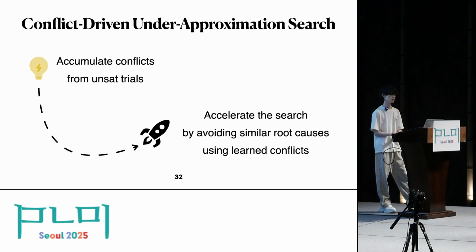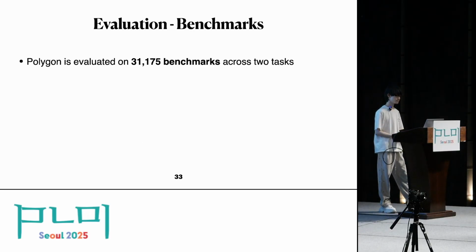And during the search, it is clearly too slow to enumerate each individual under-approximation one by one within the family. So in our technique, we use the so-called conflict-driven under-approximation search that learns the conflict from unsatisfiable under-approximation and avoids similar root cause in the future to accelerate the search. And due to time constraint, please refer to our paper for the details of this part, and I'm also happy to discuss it offline. And finally, we have evaluation.